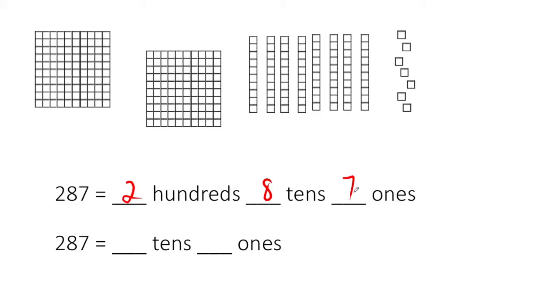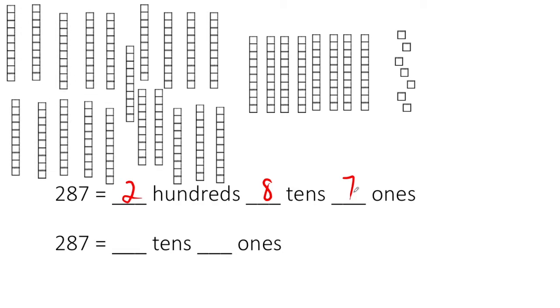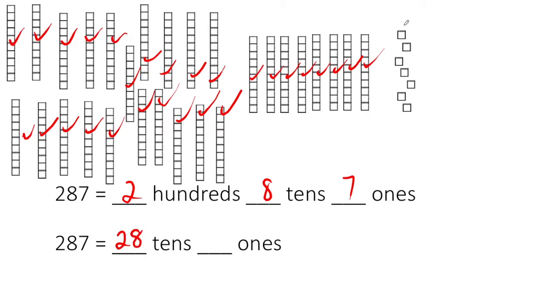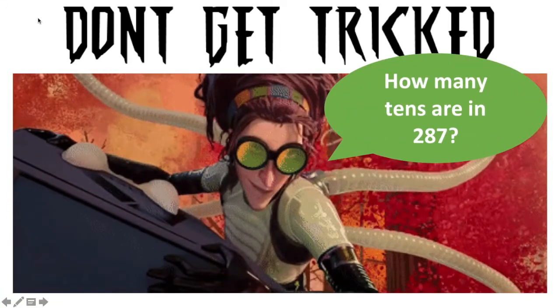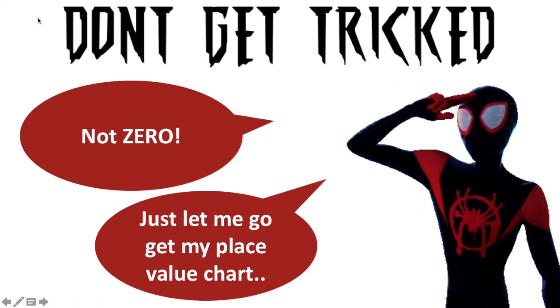So now, if we come back to this model, we know that this 100 gets broken up into 10 tens, and this 100 gets broken up into 10 tens, and now we have 28 tens, just like Miss Nasuti showed us, and 7 ones like before. We're going to just use our place value chart instead of the model because that seems like it's taking a really long time. Just don't get tricked. If someone asks you, how many tens are in 287? You're going to say, not 0, but just let me go and get my place value chart.